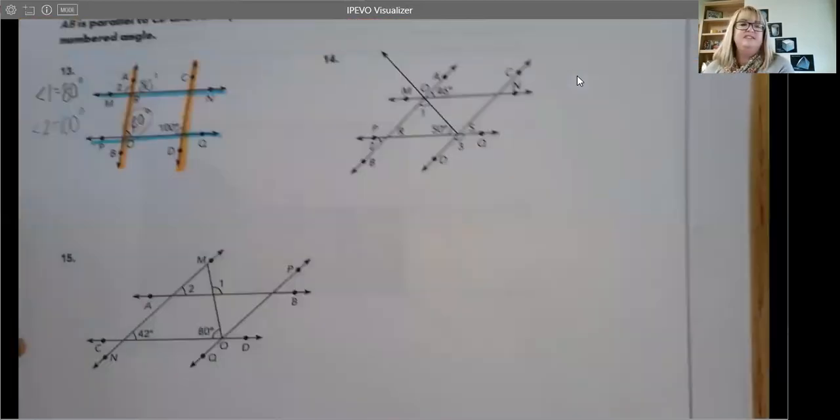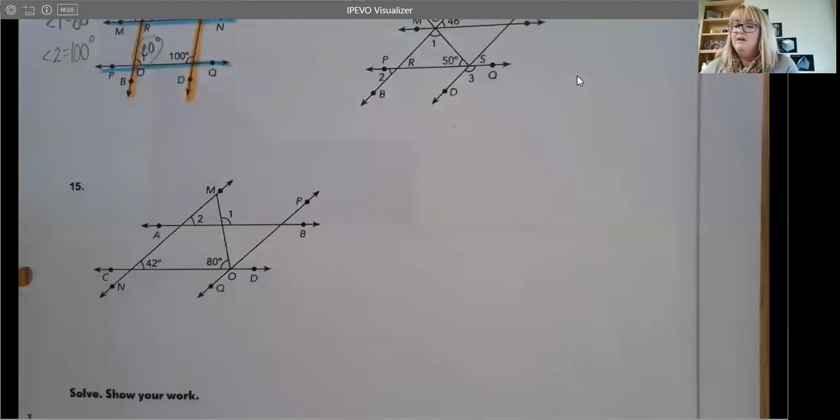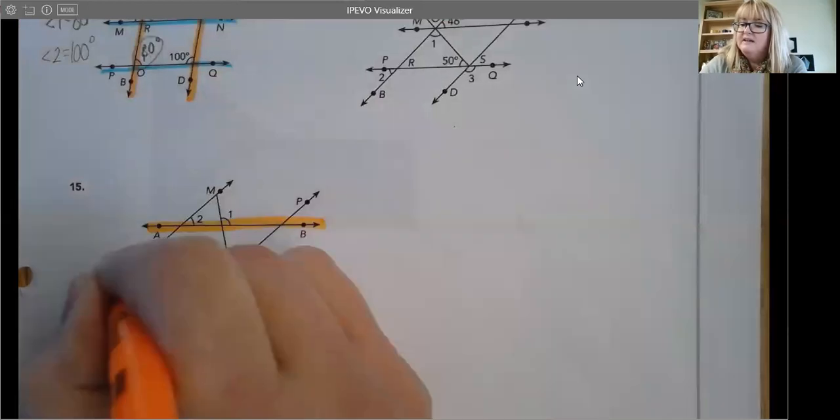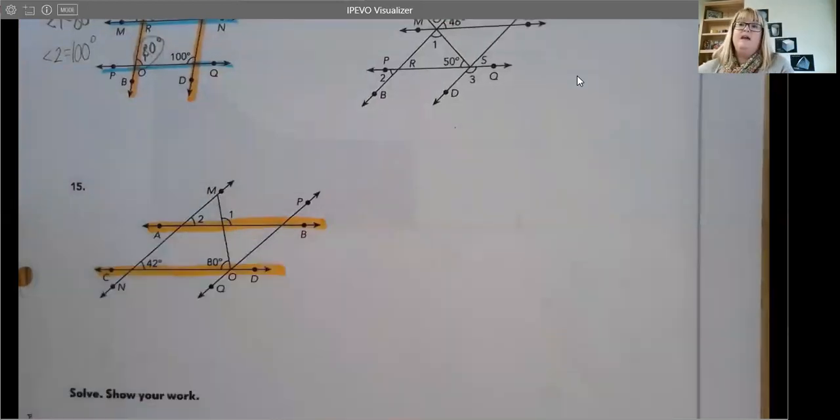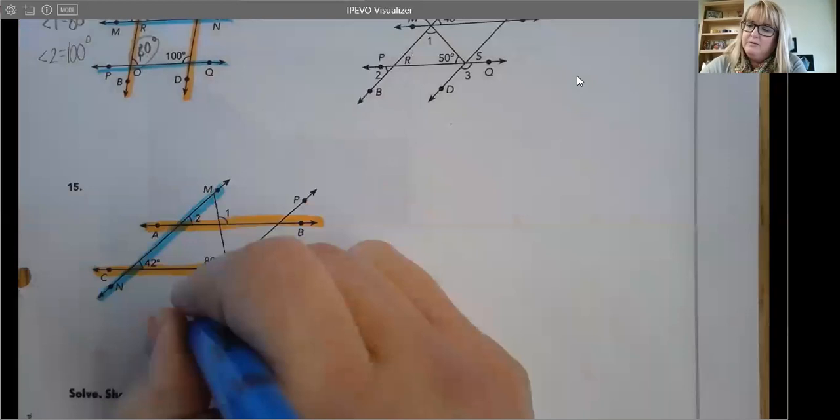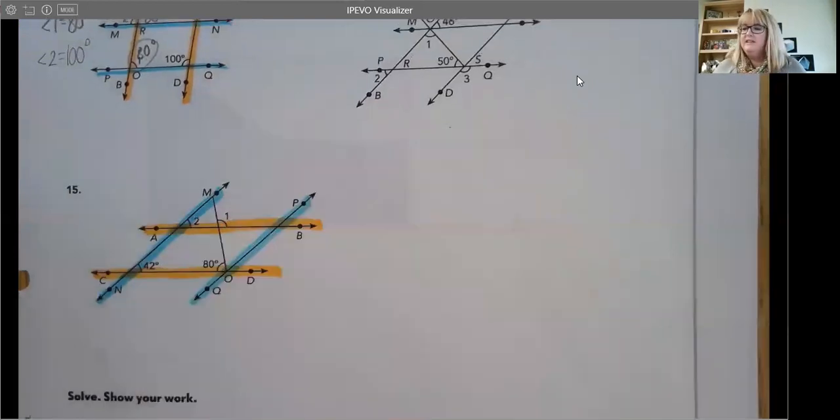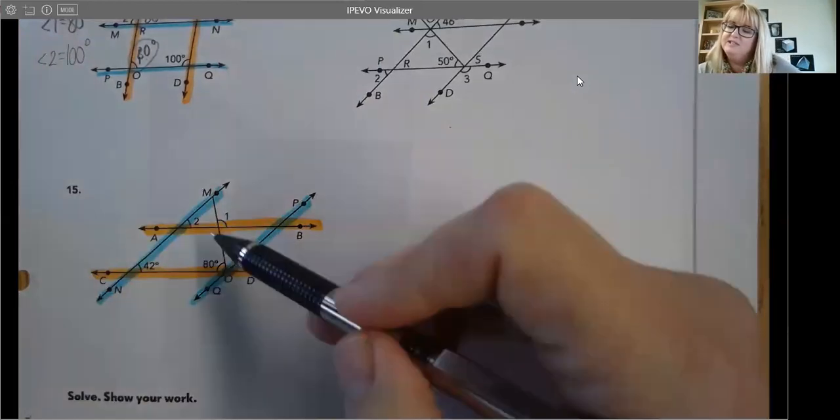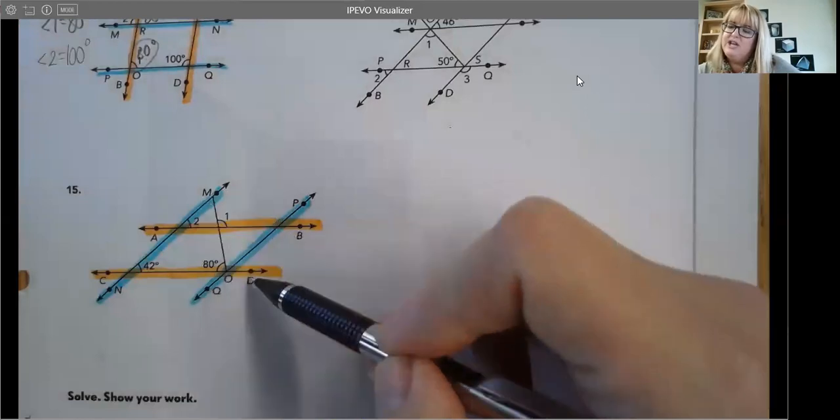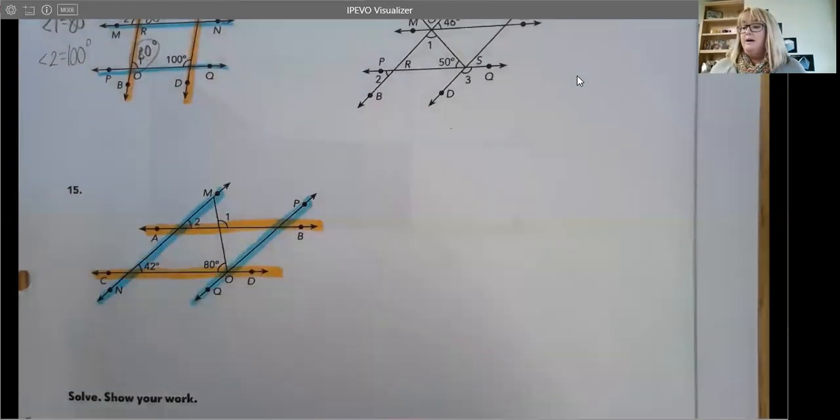We've got two sets of parallel lines again. We've got AB and CD are parallel, and then we've got MN and PQ. Then we've got this line that's going through. This is interesting. This is a transversal both through the orange and through the blue. All right, so we are looking for the measure of each numbered angle.